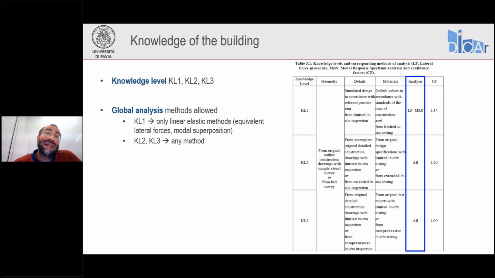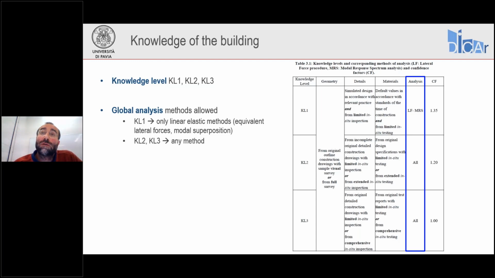If we are in the less favorable case of knowledge level KL1, where we have less information, we can only carry out elastic analysis that are usually more conservative. We don't have, in that case, enough information to build a nonlinear model to carry out such an analysis. So in that case, we need to go with more conservative methods.